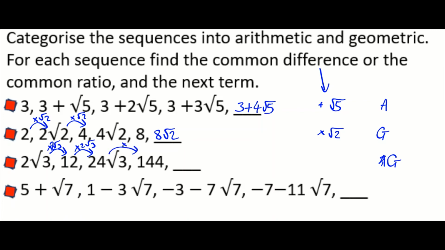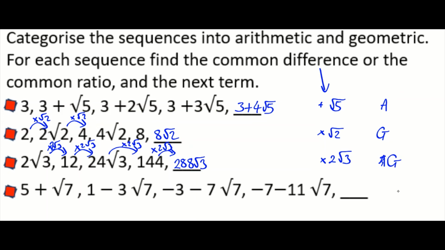And if we just try one more, just to really convince ourselves, root 3 times root 3 is 3. So we've got 24 times 2, which is 48, times 3, 144. So it looks like we need to multiply by 2 root 3 again. So 2 root 3 is our common ratio. And 144 times 2 would be 288 times root 3.